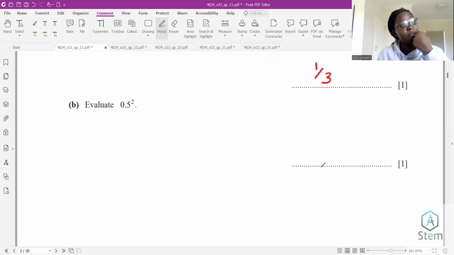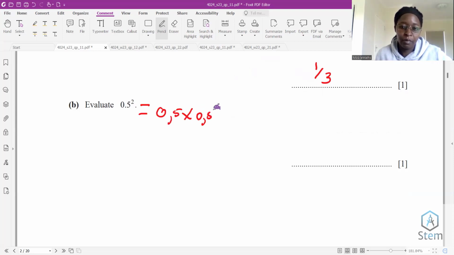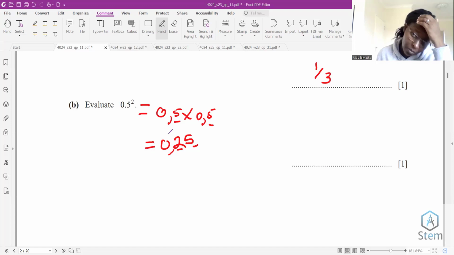Evaluate 0.5 squared. Basically it means we are having 0.5 times 0.5. I normally work it like 5 times 5, then I know it's 25. So I write my 25. Then I count the number of digits that I have after the comma. I have a 1 and a 2. So I put a 0 point like this. This is basically what I normally do.